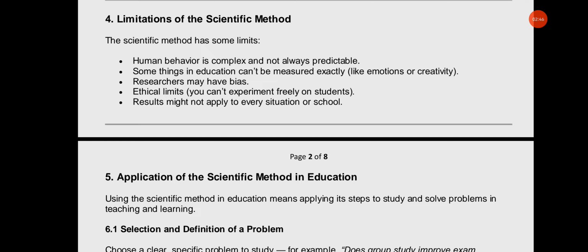Number 1, human behavior is complex and not always predictable. Number 2, some things in education cannot be measured exactly, like emotions or creativity. Number 3, researchers may have bias. Number 4, ethical limits. You can't experiment freely on students. Number 5, results might not apply to every situation or school. So these are the limitations of the scientific method.